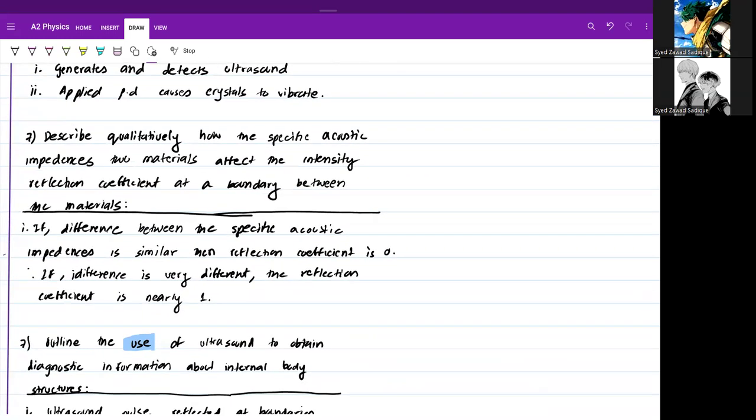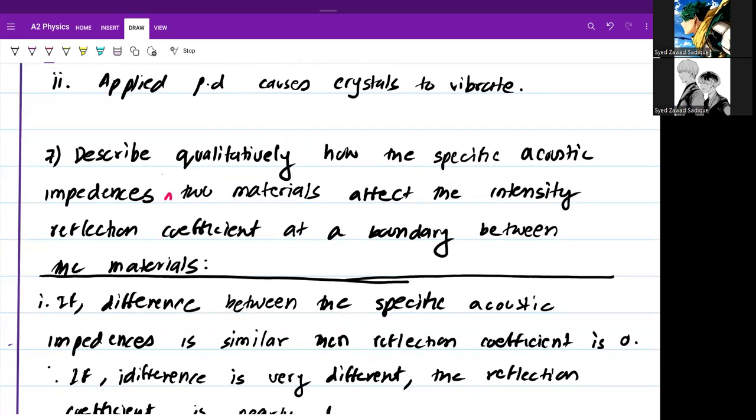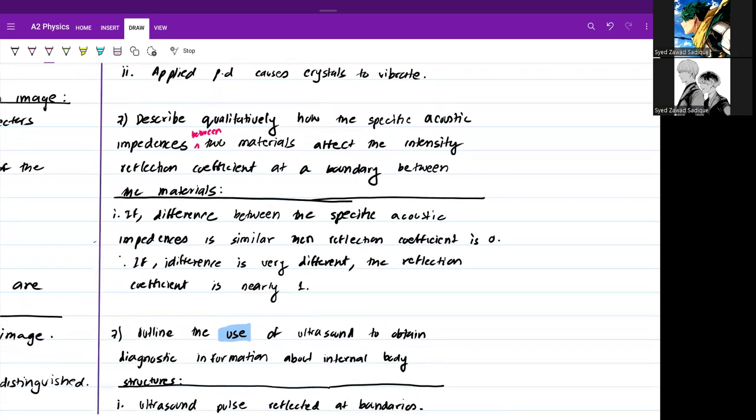Describe qualitatively how the specific acoustic impedances between two materials affect the intensity reflection coefficient at a boundary between the materials. I missed a word there. So, if the difference between the specific acoustic impedances is small, then the reflection coefficient is zero. If the difference is very large, then the reflection coefficient is nearly one.